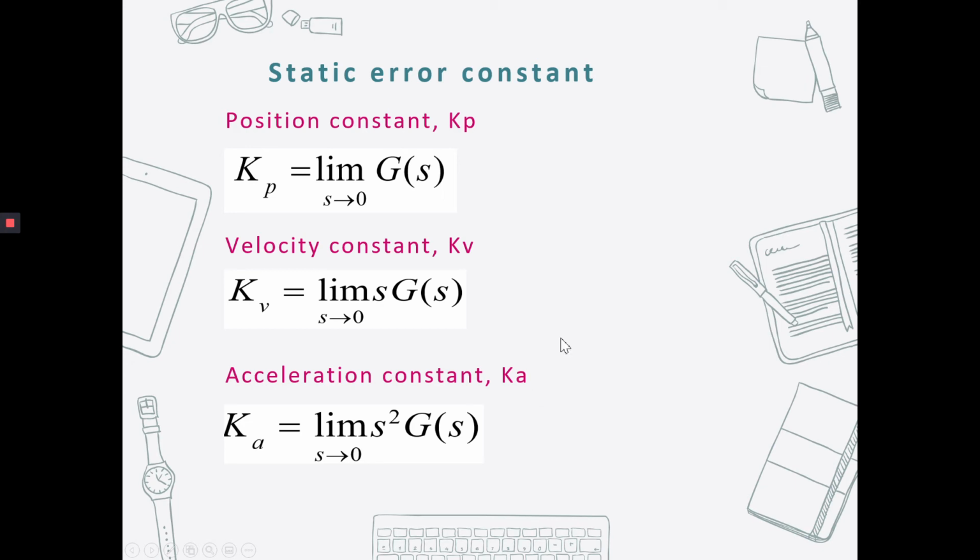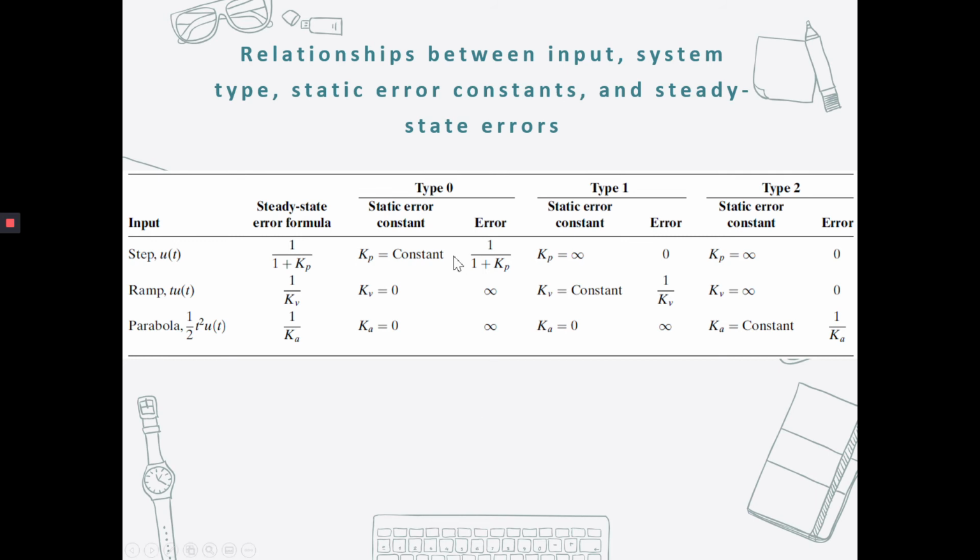So this is for type 0, type 1, and type 2, which will have a constant value for each static error constant. Otherwise, it will be 0 or infinity, as described in this figure. For type 0, Kp will have a constant value, Kv and Ka are 0. For type 1, Kv will have a constant value, Kp is infinity and Ka is 0. For type 2, Ka will have a constant value, while Kp and Kv will have infinity value.